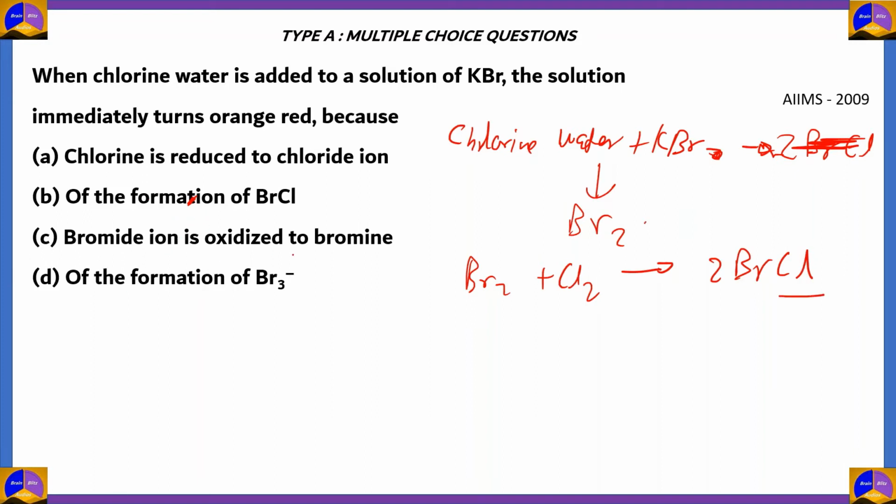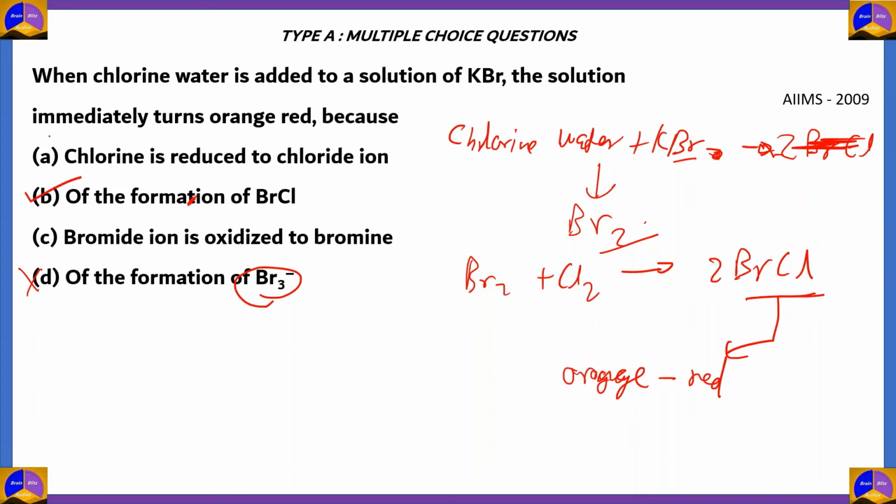And we also notice that the bromide ion in KBr becomes oxidized to Br2, bromine. And we also notice that there is a formation of BrCl2. But there is no formation of Br3 minus. So option D is incorrect. Now, we notice that the solution immediately turns orange-red. Why does it turn orange-red? Because BrCl2 has the color orange to red. So an orange-red color is due to the formation of BrCl2. Option B is the right option.